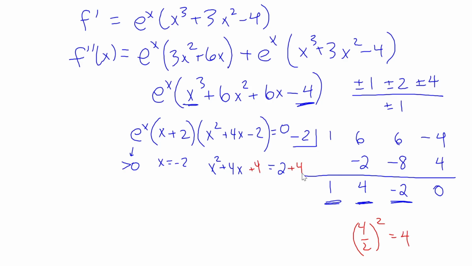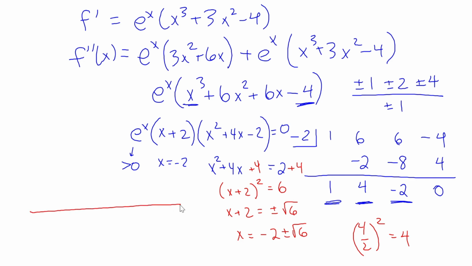We're just making that thing on the left a perfect square trinomial, right? We're making it factor to x plus 2 squared. So we have x plus 2 squared is equal to 6. We'll square root to get x plus 2 equals plus or minus root 6, and x equals -2 plus or minus root 6. Right? And so we have 3 possible points of inflection at -2, and then at -2 plus root 6, and at -2 minus root 6.